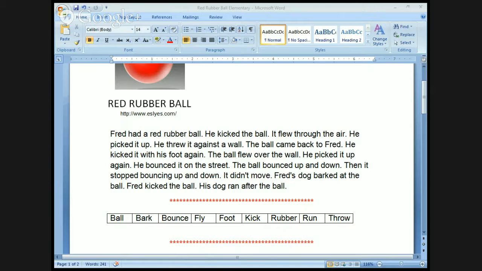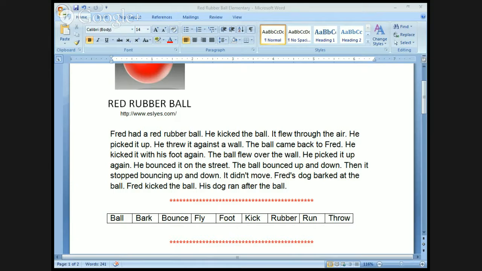Did the ball come back to Fred? Yes. Did the ball come back to the dog? No. Did Fred kick it again with his foot? Yes. Did the dog kick the ball? No. Did Fred's mother come out and play with the ball? No. Who picked up the ball? Fred.